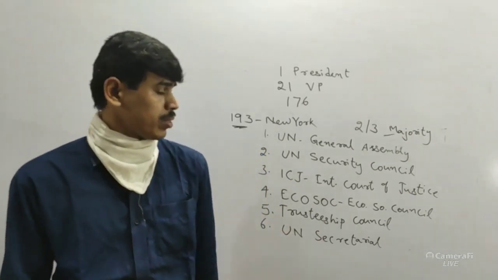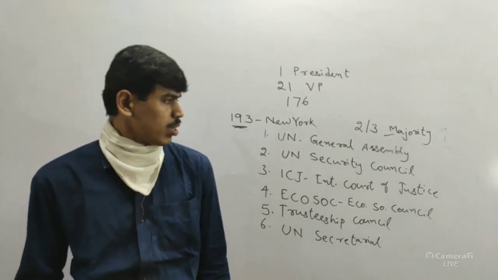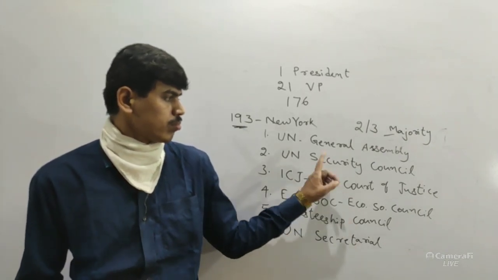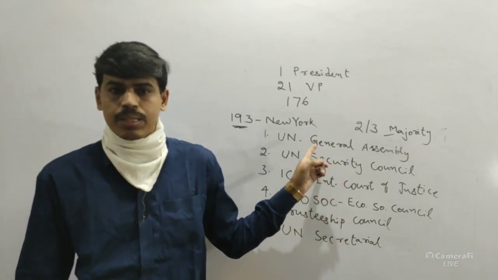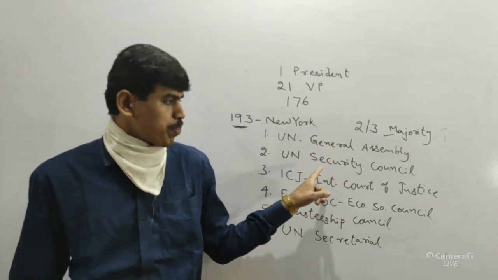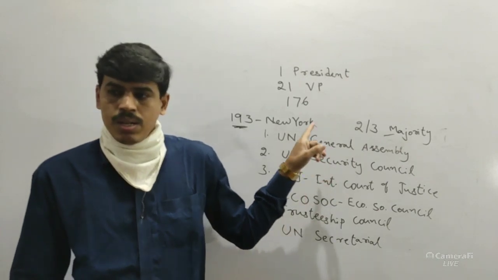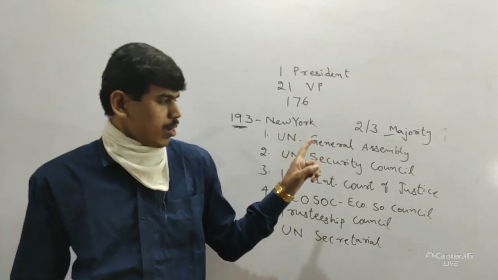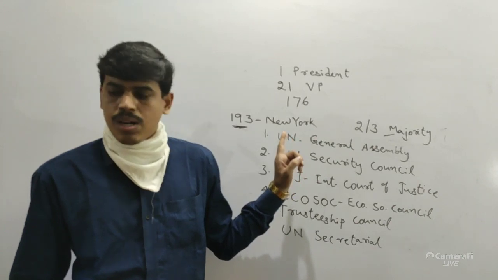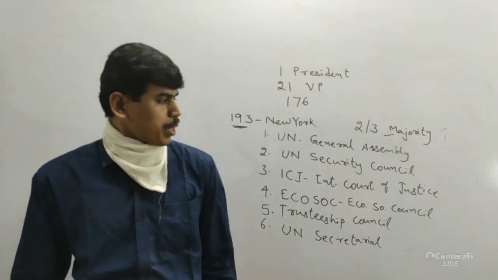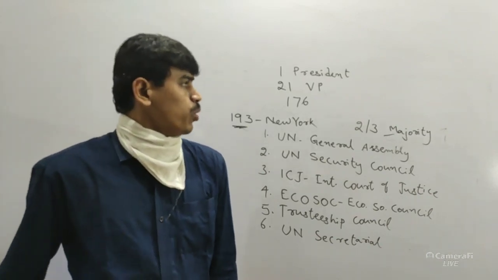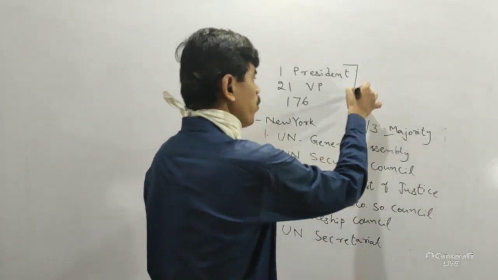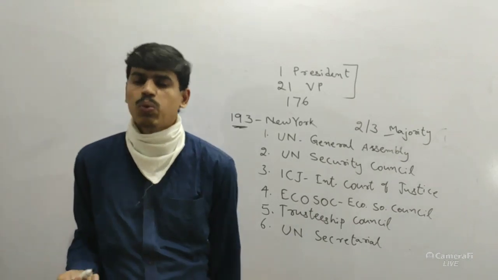Again, remember, the General Assembly meets every third Tuesday of September. That means it will meet repeatedly, only in September every year. So the term of president and vice president is also 1 year.